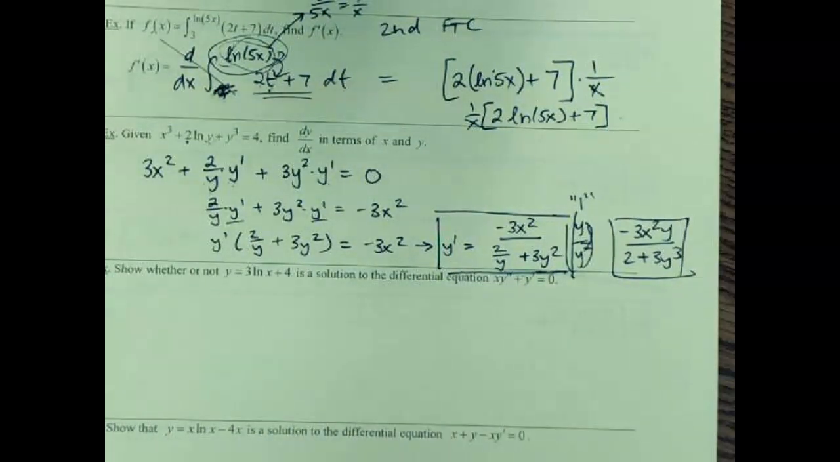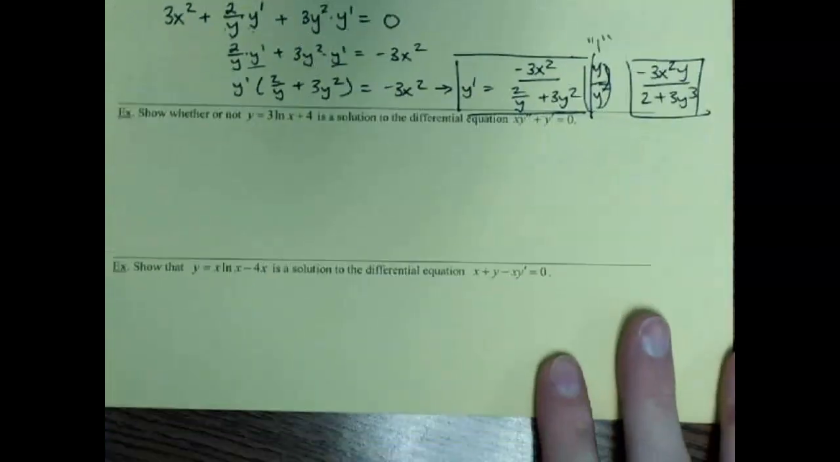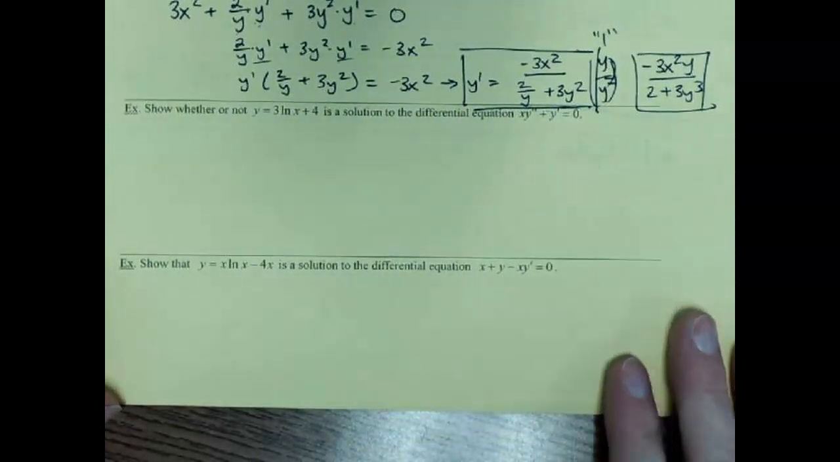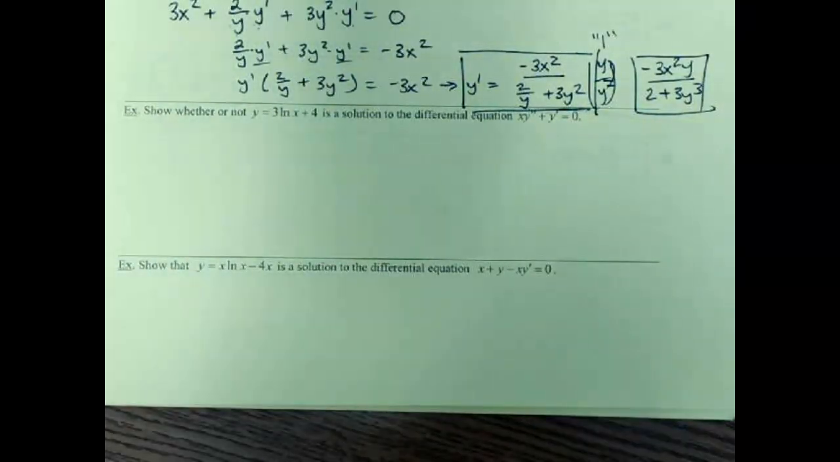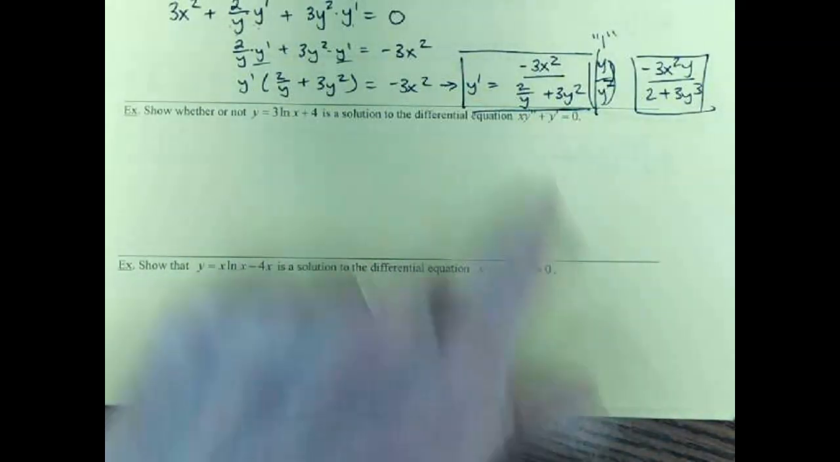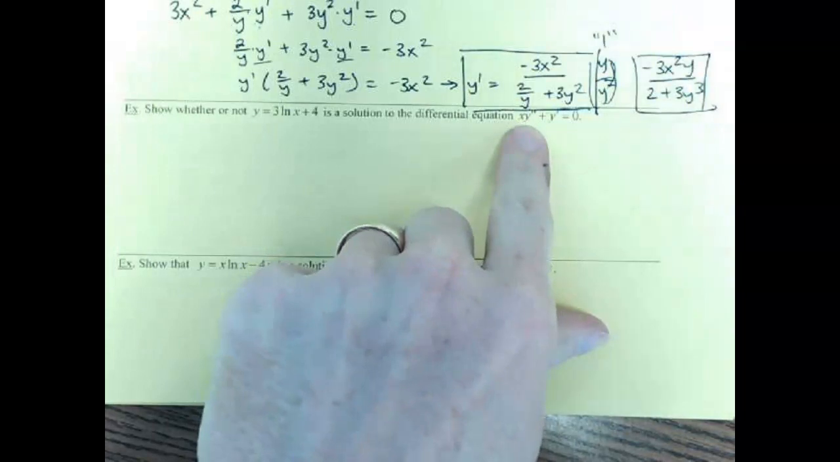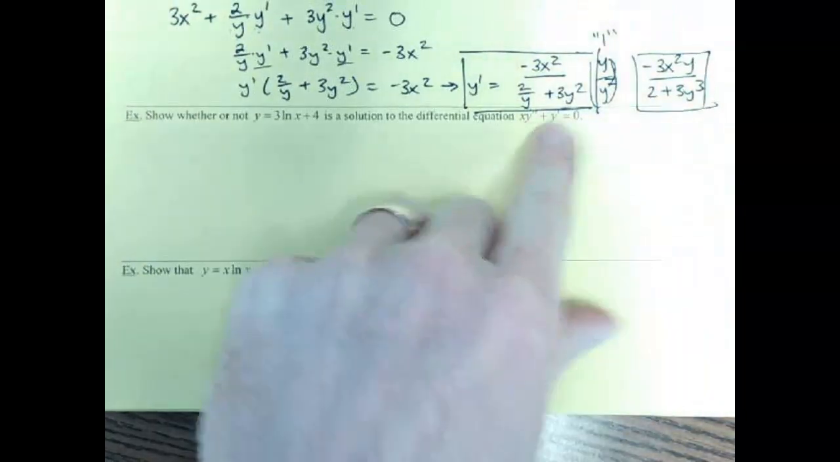Okay. And then the last two, here we go. It says show whether or not y equals 3 ln of x plus 4 is a solution to this differential equation. And it says x y double prime. Sorry, that got a little bit crowded. That's x y double prime plus y prime equals 0.